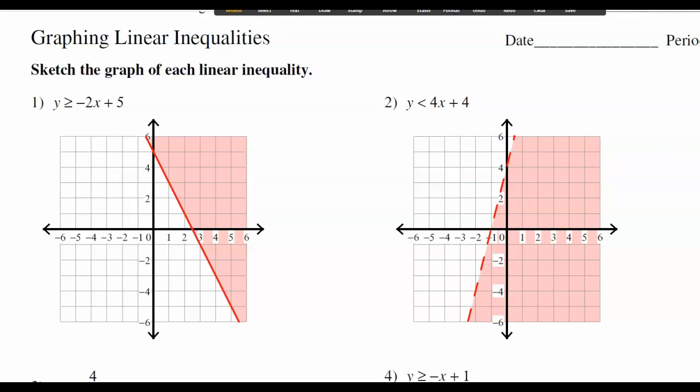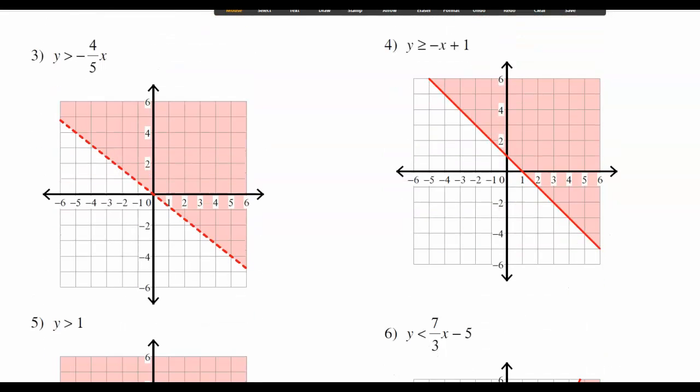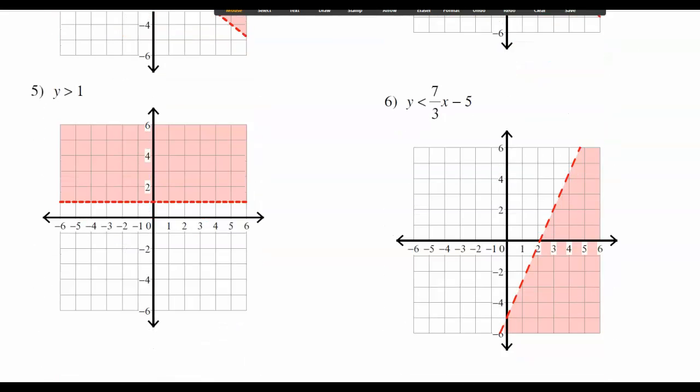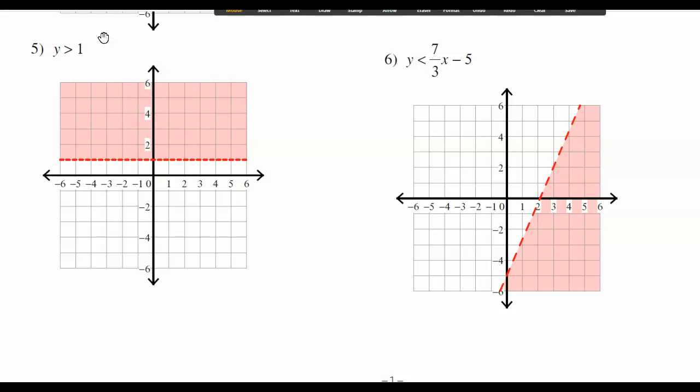Okay, so then looking at numbers 3 and 4. So again, greater than dashed line above, greater than or equal to solid line above, plotting our y-intercept. So this one has a y-intercept of 1, y-intercept of 0, applying our slopes, creating our shading. Five and 6. So again, just be careful if it is a y or an x only, it's going to be horizontal or vertical.